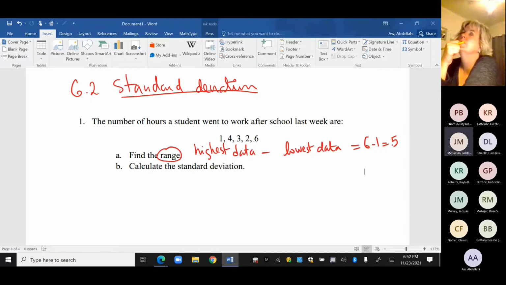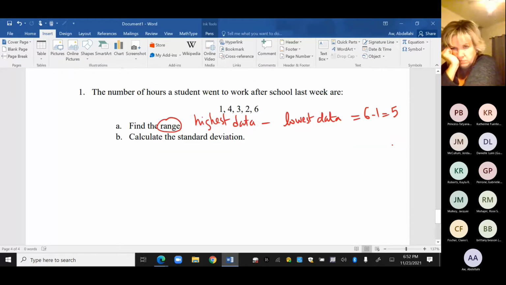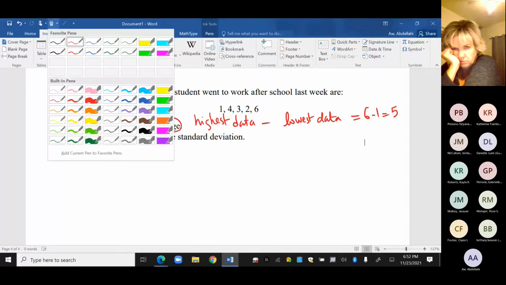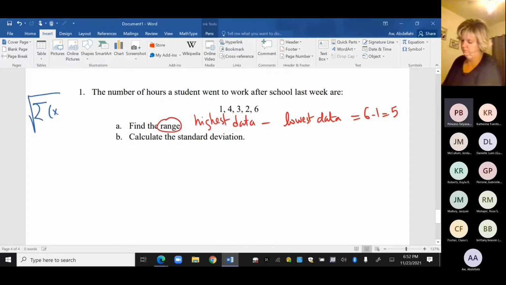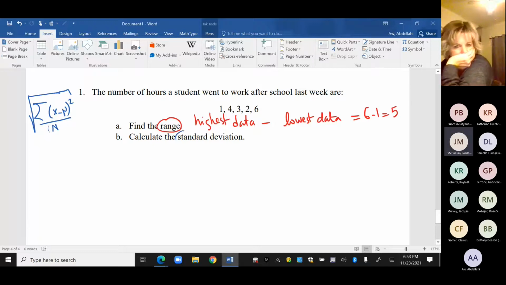Now, how do we do the standard deviation? To do it, the formula is the square root of the sum of x minus mu squared, divided by n. You see here in the textbook, they said divide by n, but I'm going to come back to that. First, to find the standard deviation, I do this type of table.